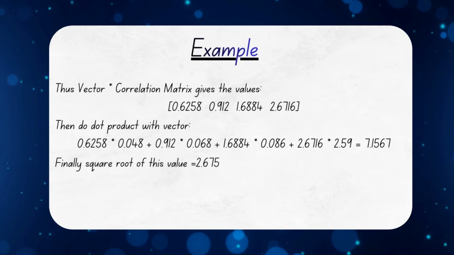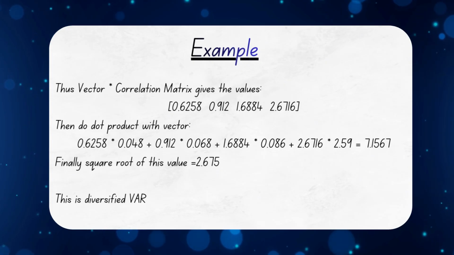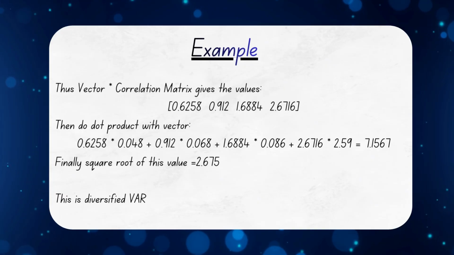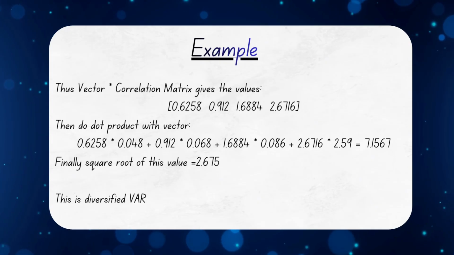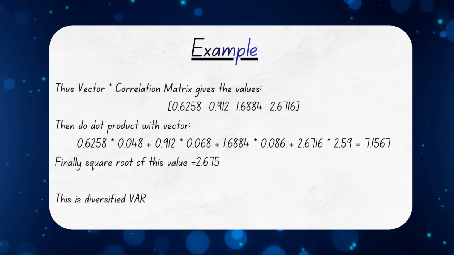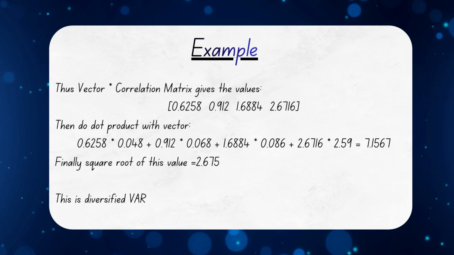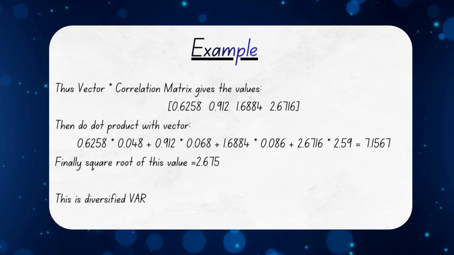Now we plug everything into the matrix formula to get the diversified risk. When we multiply the correlation matrix with our risk vector, we get new adjusted values, 0.6258, 0.912, 1.6884, and 2.6716. Next, we take the dot product with the original risk vector. So we calculate 0.6258 times 0.048 plus 0.912 times 0.068 plus 1.6884 times 0.086 plus 2.6716 times 2.59. This gives us 7.1567. Finally, we take the square root, and that gives 2.675 million.